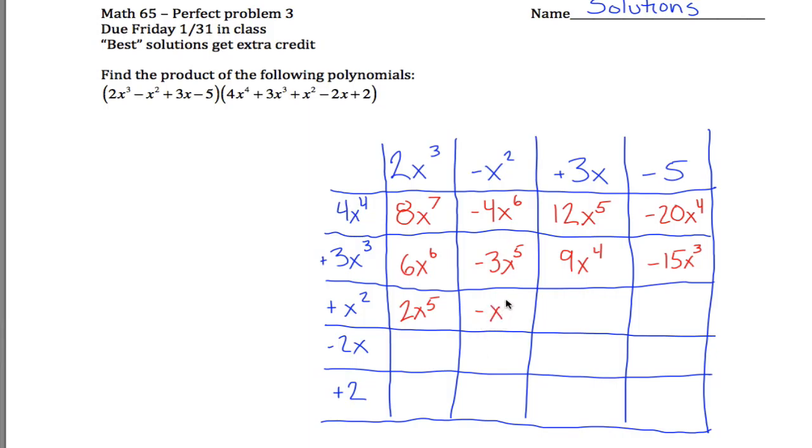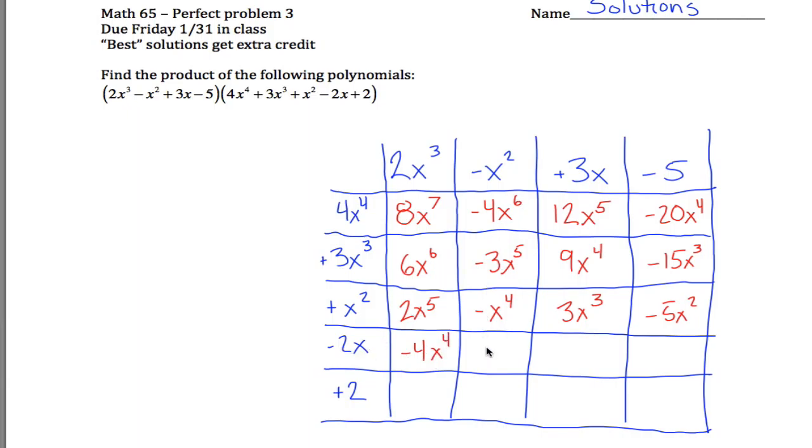And then x squared times x to the 4th. Sorry, x squared times x squared is x to the 4th. X squared times 3x is 3x cubed. X squared times negative 5 is negative 5x squared. 2x cubed times negative 2x is negative 4x to the 4th.